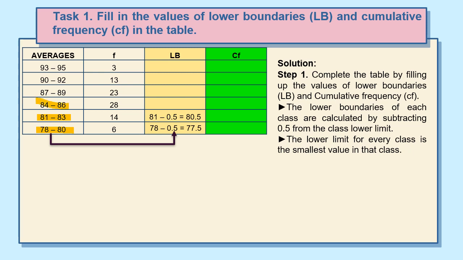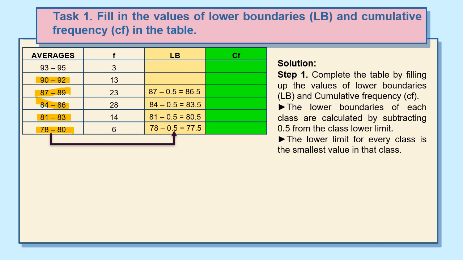Next is 84 to 86. The lower limit is 84. Then we have 84 minus 0.5 equals 83.5. Next is 87 to 89. The lower limit is 87. So we have 87 minus 0.5 equals 86.5.